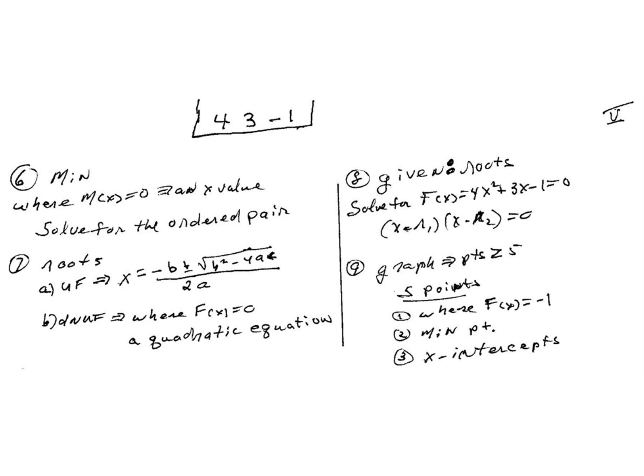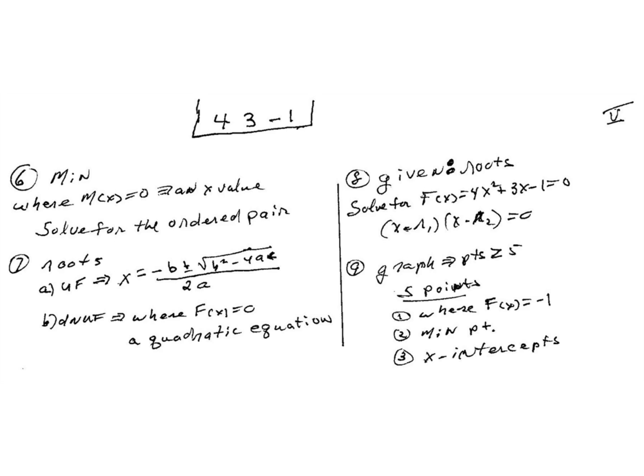Roman numeral 5. Step 6, the minimum. Because I sub A is positive, we have a minimum. That's where m sub x is 0, and we solve for the ordered pair for the minimum.